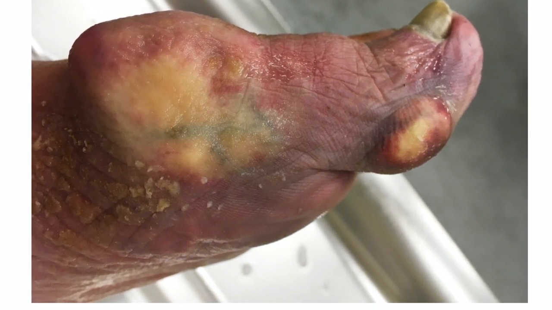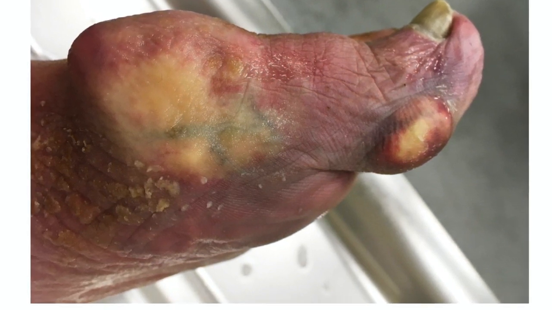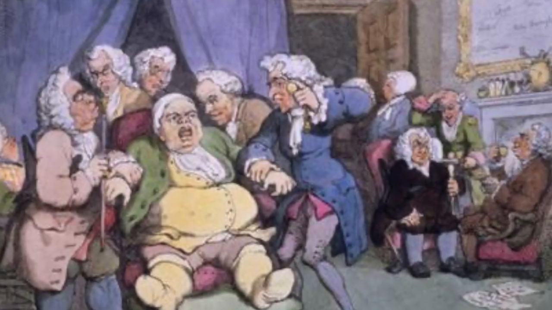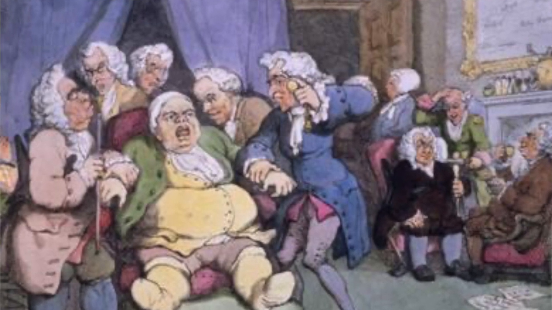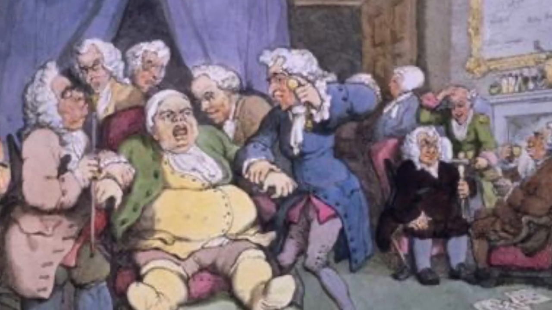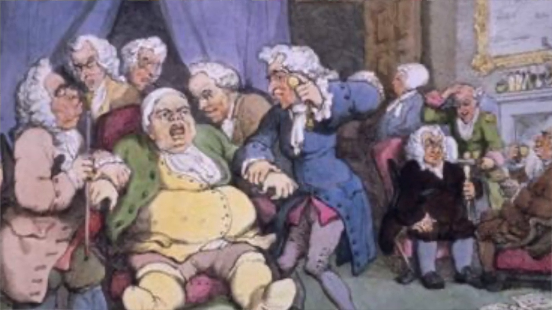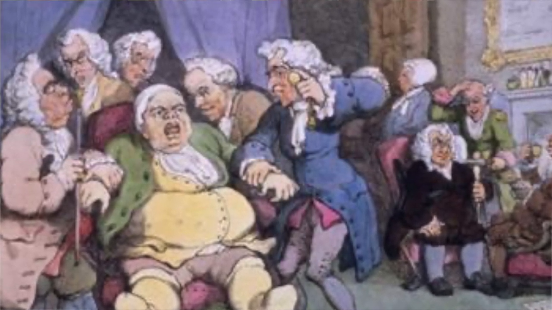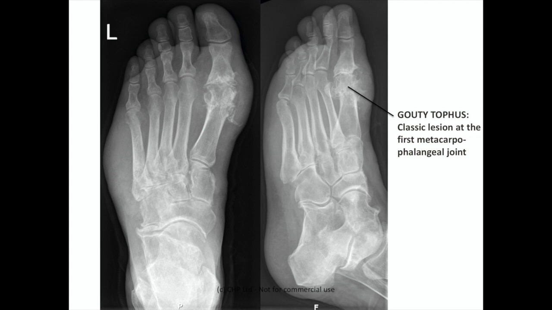The gout sufferer is famously depicted as an aristocratic middle-aged male with his foot up on a gout stool, suffering the agonizing, stabbing pains of that condition in recompense for a life spent in debauchery and self-indulgence. The crystalline deposits of urate are radio-opaque, and here we can see them on an X-ray of the foot.